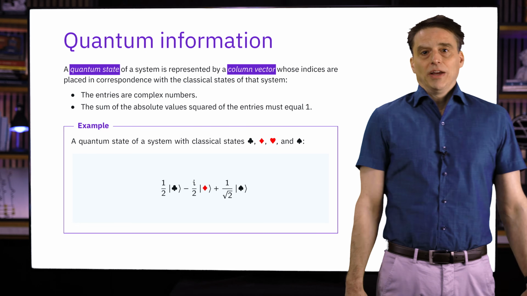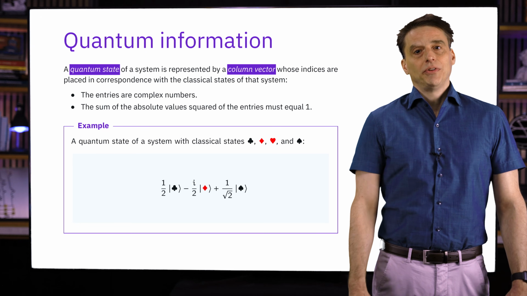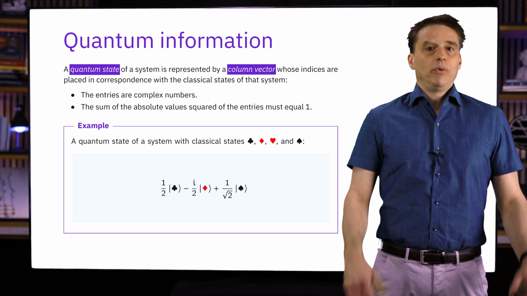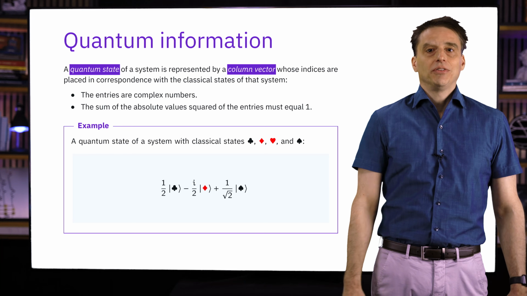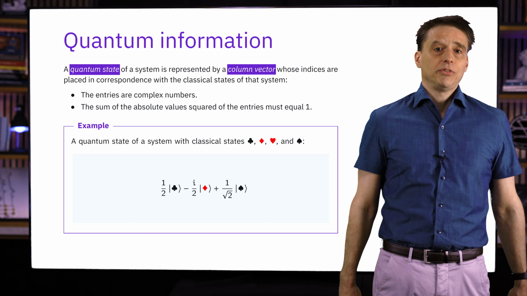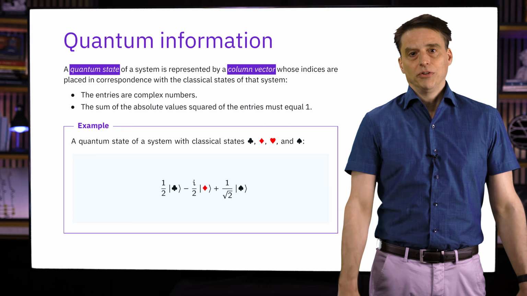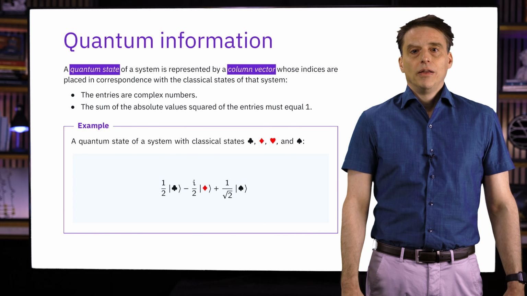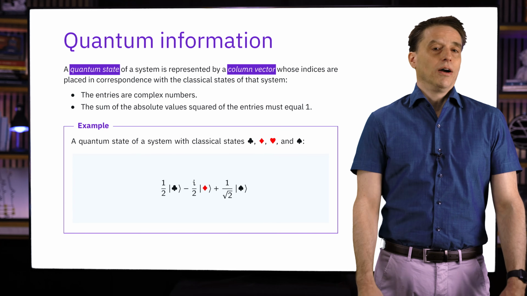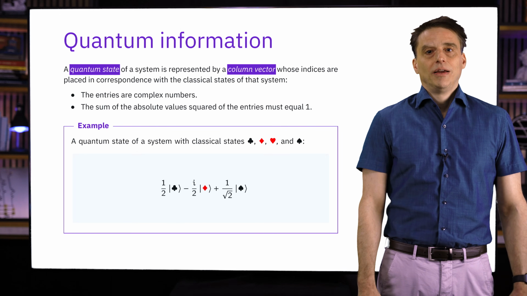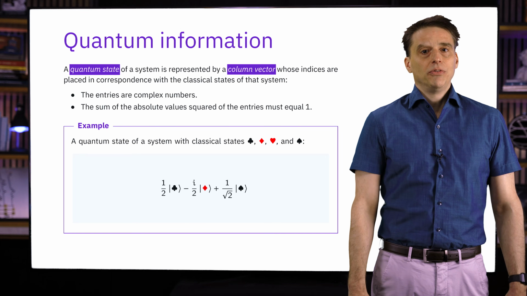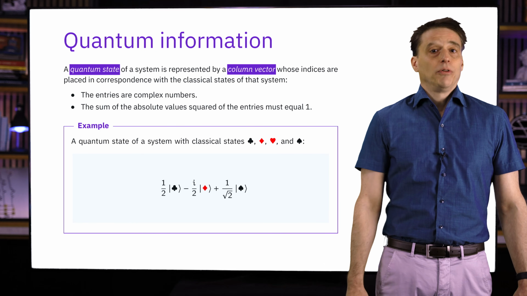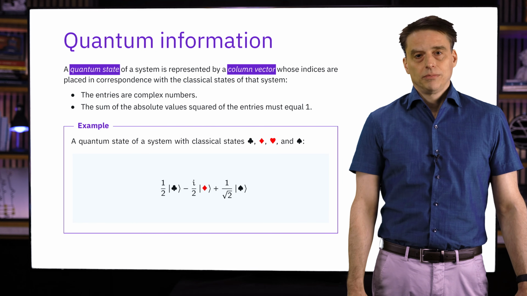And here's one last example, this time for a system whose classical states are the 4 card suits. I don't know why we would have a system whose classical states are the 4 card suits being in a quantum state, but it is possible in principle, and it's just meant as an example. The entries corresponding to the different suits are 1/2 for clubs, negative i over 2 for diamonds, 0 for hearts because it doesn't appear in the sum, and 1 over square root of 2 for spades.